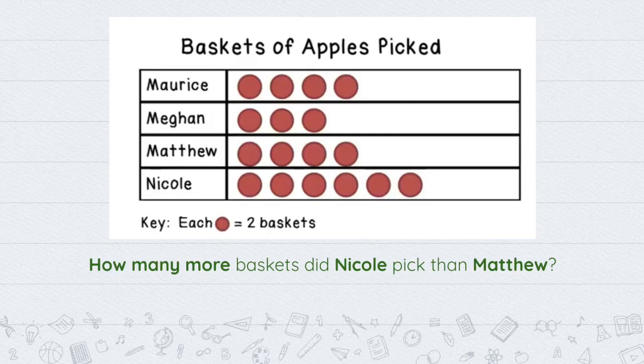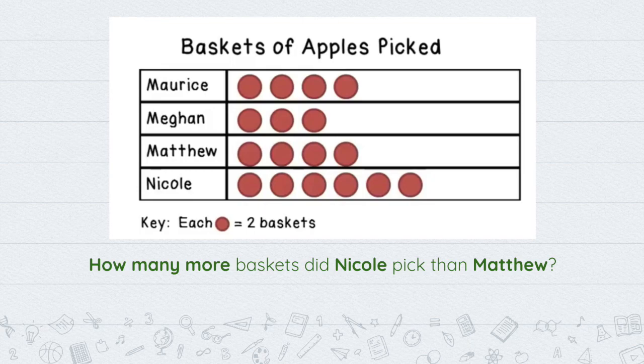So now let's take a look at a pictograph. Let's take a look at the title so we understand what that pictograph is about. Baskets of apples picked. So I see some names of students, some names of kids, and I also see the pictures. When I see a pictograph, the first thing I do is look at the key. So I see that each one of those circles represents 2 baskets. Okay, let's read the question. How many more baskets did Nicole pick than Matthew?